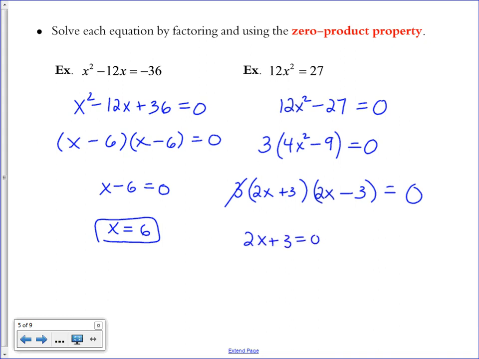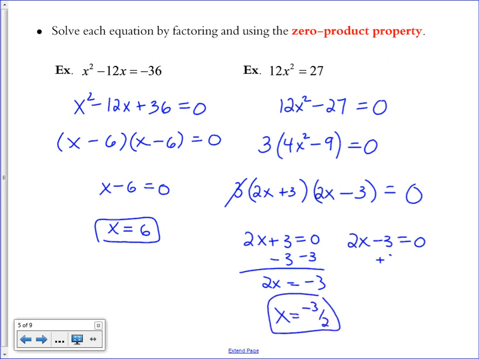And then I have to solve each of these factors, and I'll show the work for them. This one I have to subtract 3, so 2x equals negative 3, and then divide by 2. So negative 3 over 2 is one of the solutions. In this one I have to add 3, and then divide by 2. So x equals 3 over 2 is the other solution.